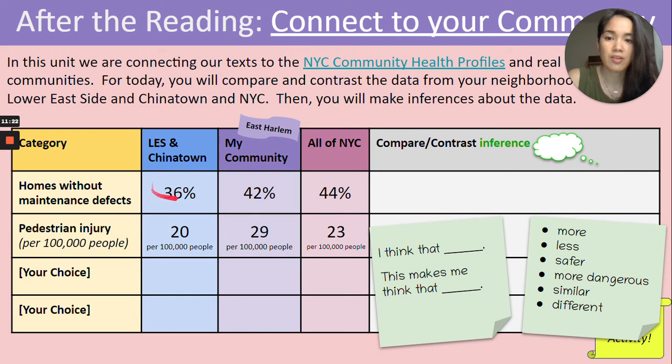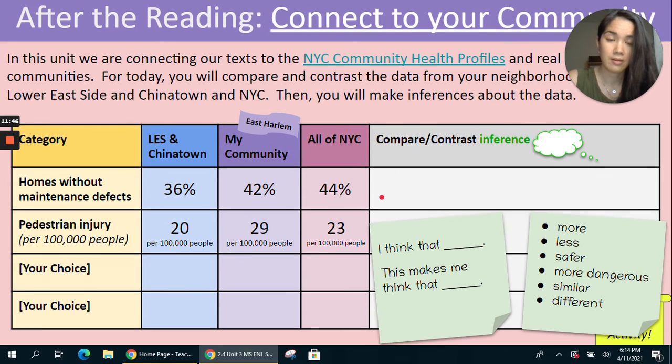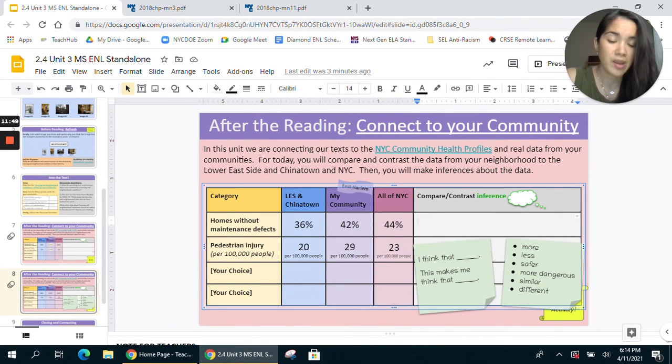Looking between these three neighborhoods for the homes without maintenance defects, I'm thinking because the Lower East Side in Chinatown has fewer people who say they have no problems, which means they have more people who do have problems, that maybe the housing conditions for the apartments are not as safe there as with East Harlem and all of New York City. So if I wanted to write that thought down, I would use some of my vocabulary. I think that the Lower East Side and Chinatown has more dangerous apartments than East Harlem and New York City.